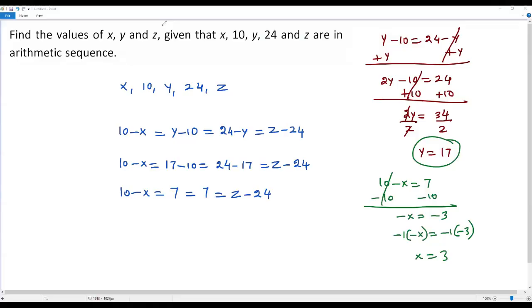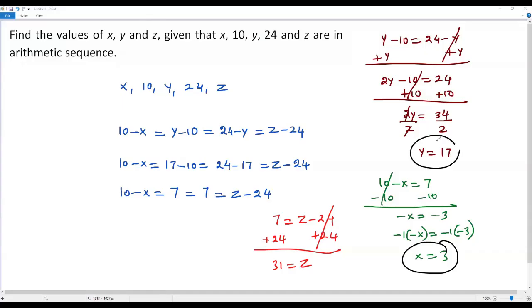Now I am going to equate the second one and third one to get the value of z. Then I'm getting 7 equals z minus 24. Now let me add 24 to both sides. When I add 24 to both sides, negative 24 and positive 24 will cancel out. When I combine positive 7 and positive 24, I'm getting positive 31. On the right side, we have z. Now I got the values of all the three variables x, y, z. The value of x is 3, the value of y is 17, the value of z is 31.